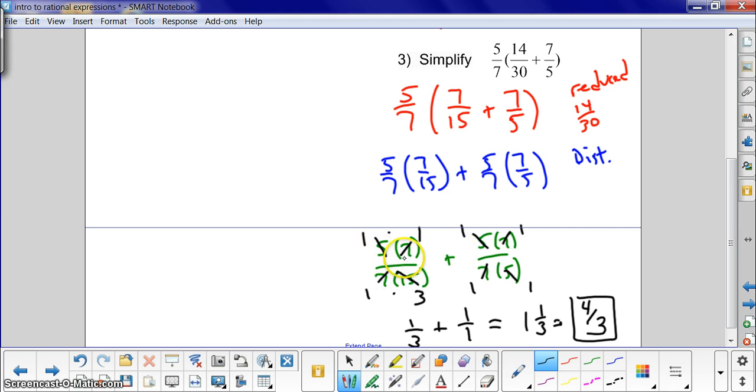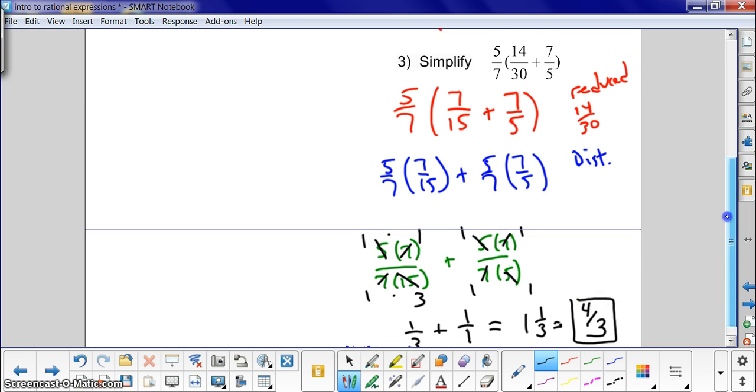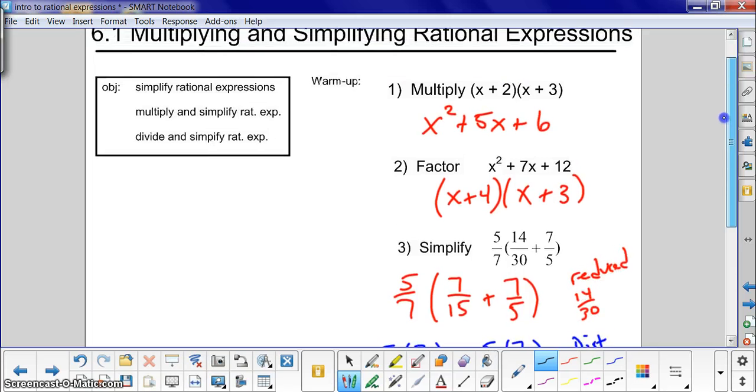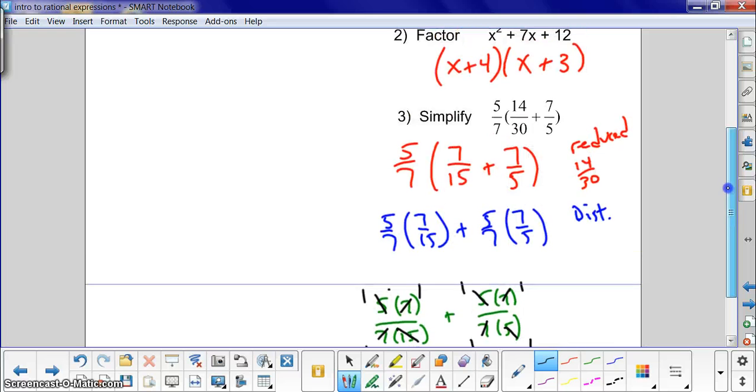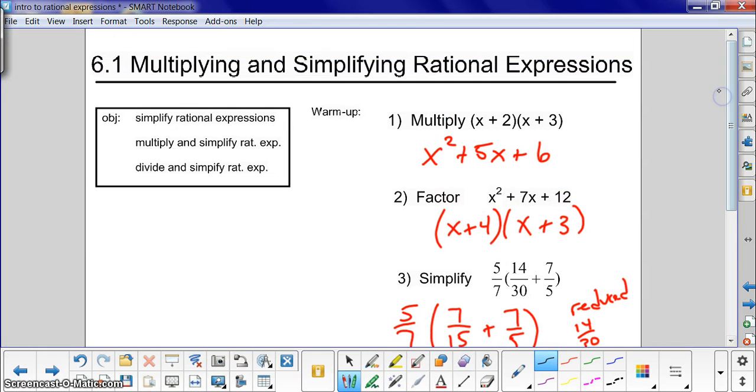And then I reduced top to bottom. 5 reduces with a 15. Take out a 5, I'm left with 1. Take out a 5, I'm left with 3. 7's reduced nicely. And here 5/7 times 7/5, those are reciprocals, so that gives me 1. I end up with 1/3 plus 1, and that equals 1 and 1/3, which written as an improper fraction is 4/3. So the warm-up problems for today: simple, simple, and then difficult, because fractions make things difficult, or as you guys like to think. But it's really not too bad, and I hope to teach you otherwise throughout the rest of this chapter.